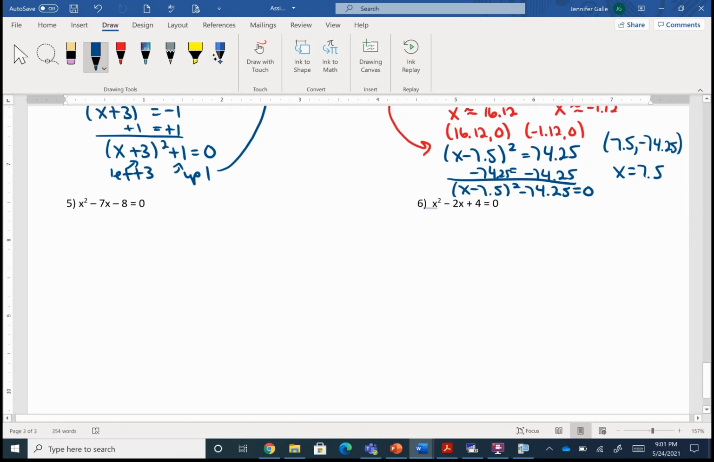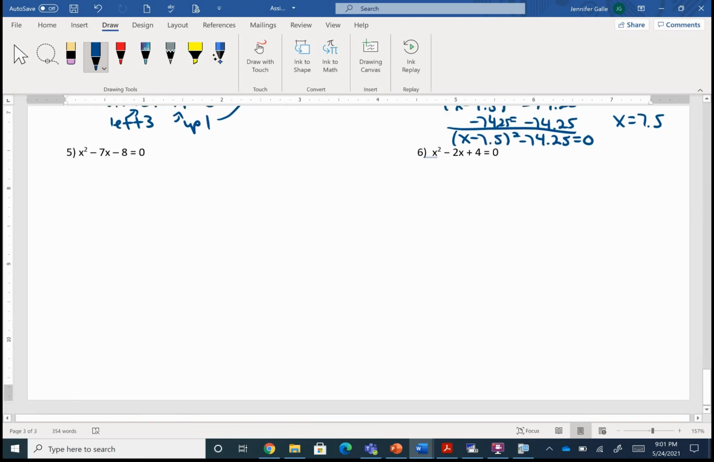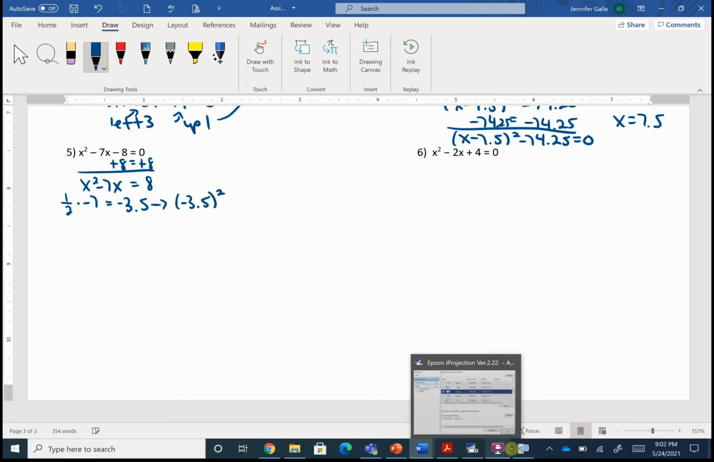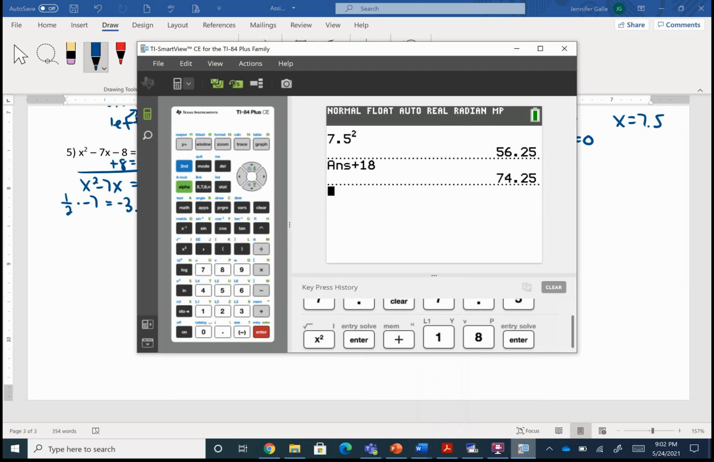All right, getting closer to our last question here. We're on our second to last one, number 5. Same process. So we're going to add 8 to both sides. That's our constant. We're going to move it out of the way so we can make our square on the left. To make our square, we find half of b, and then we square that value. So negative 3.5 squared is 12 1/4.